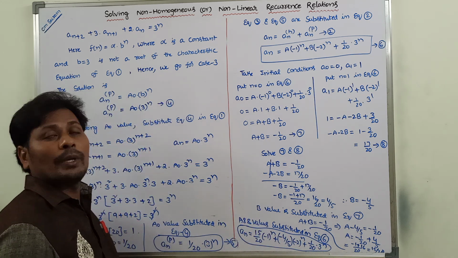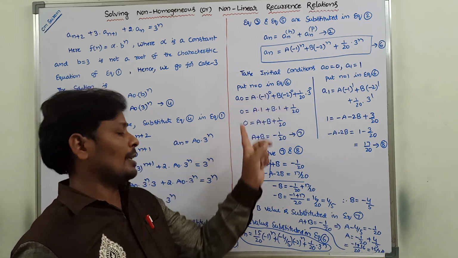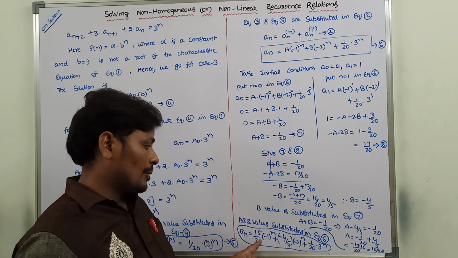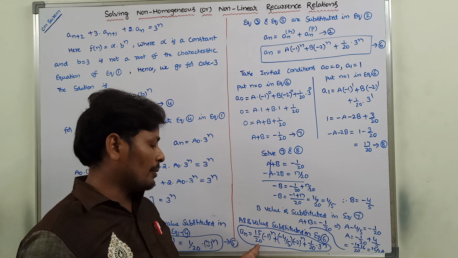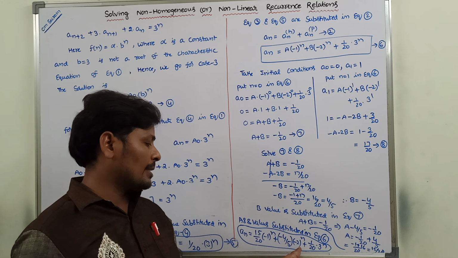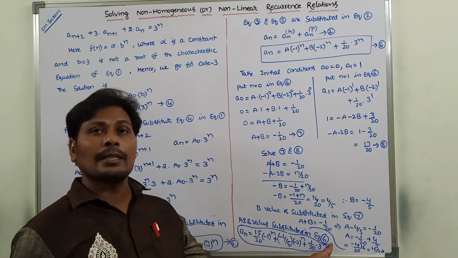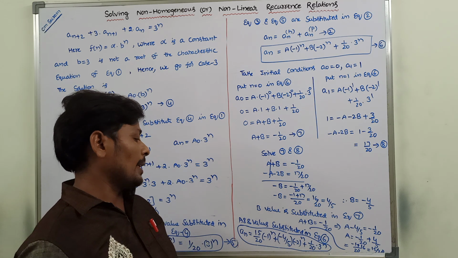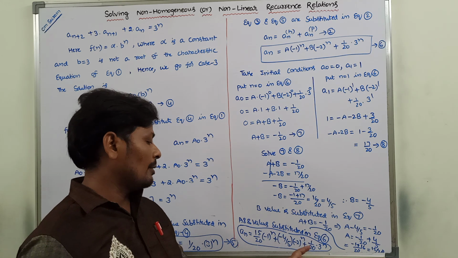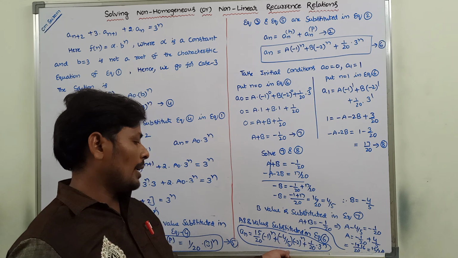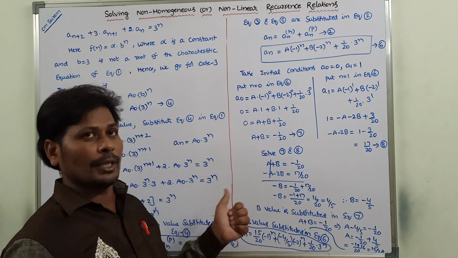Now we are checking whether it is correct or not. Substitute n is equal to 0 in this equation. So n is equal to 0 means this is 1, 15 by 20. Here n is equal to 0 means minus 4 by 5. Here 3 power 0 is 1, into 1 by 20. So 15 by 20 minus 4 by 5 plus 1 by 20. Then we get A0 is equal to 0.